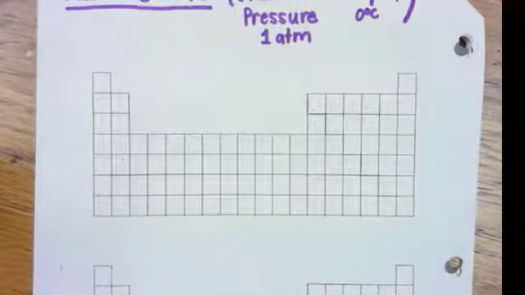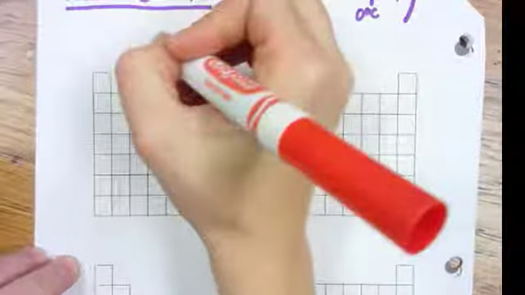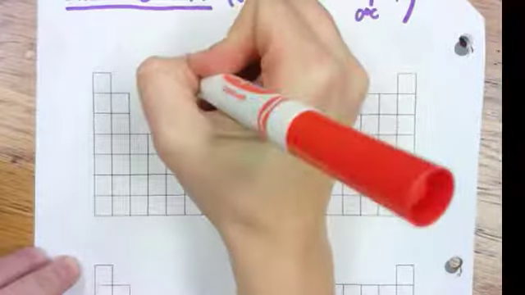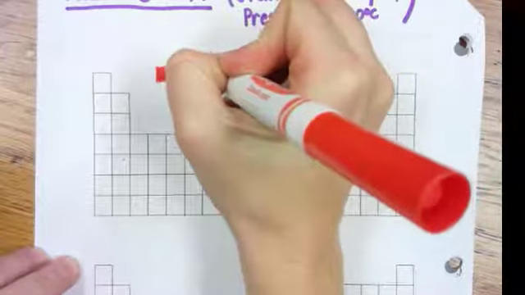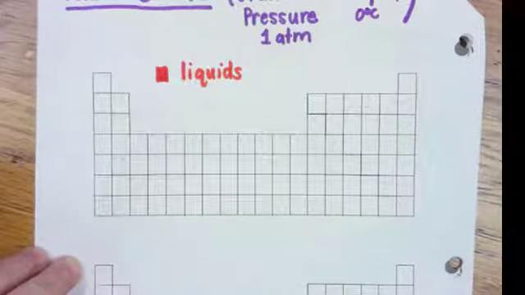You should remember that there are only 2 things that are liquids on the periodic table. Let's make a little color key here in the middle. I'm going to use red to represent liquids because that's the color of the letters of the 2 things that are liquids on our periodic table on the wall. Look at the periodic table on the wall and figure out which 2 things are liquids.